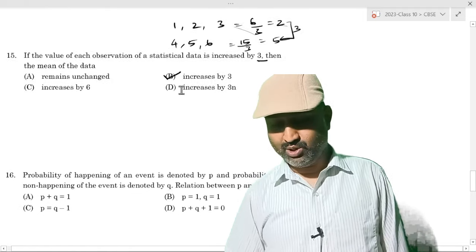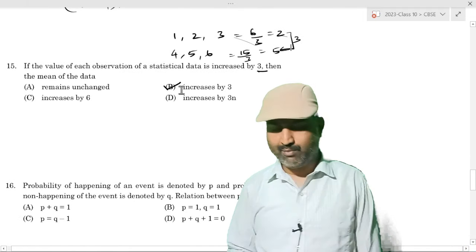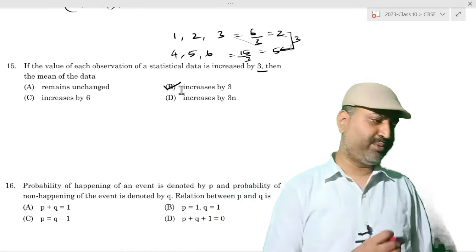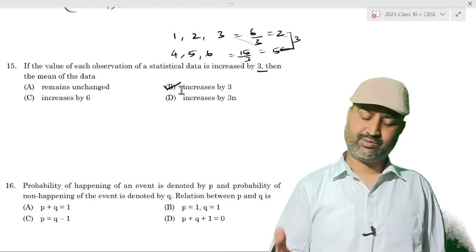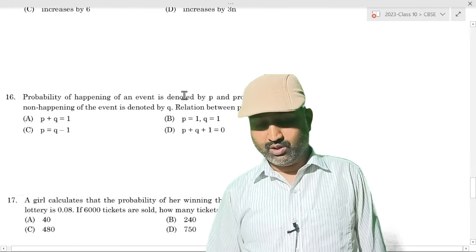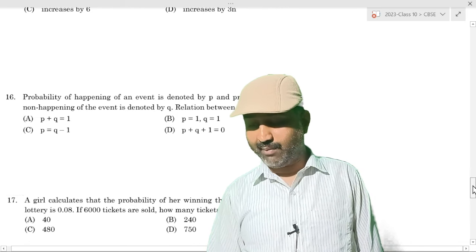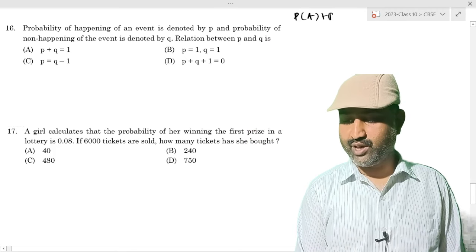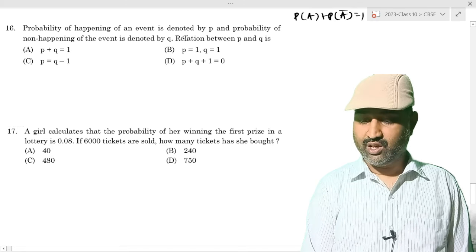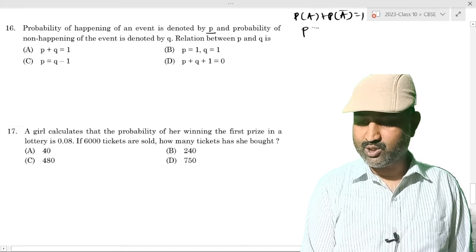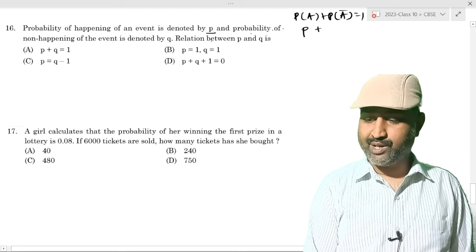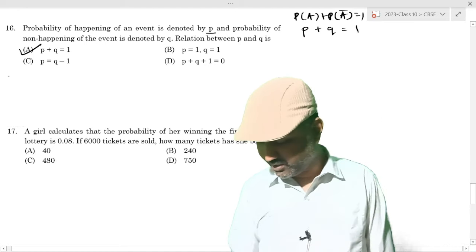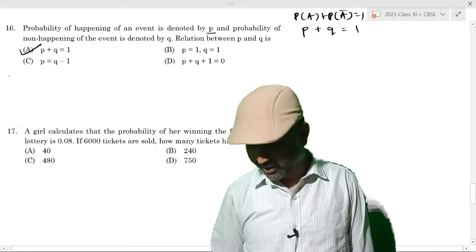Again, a very easy question. In the exam, don't waste unnecessary time on solving the equation. You can directly remember this: if each value is increased by 4, the mean increases by 4. Next question. Probability of a happening event is denoted by P. Now we know P of A plus P of A dash is 1, right? The happening of the event is small p, and the probability of not happening is Q. Therefore, P plus Q is equal to 1. Option A. Again a very simple question. Next question.